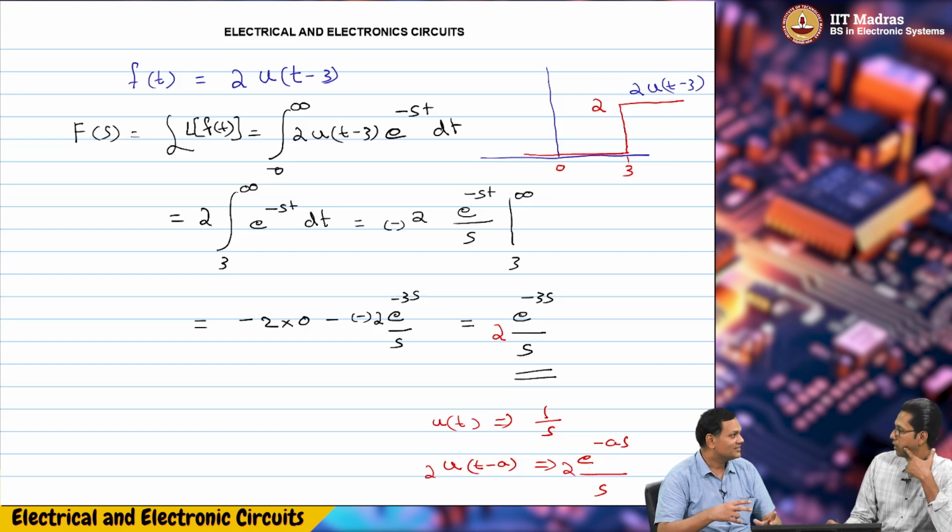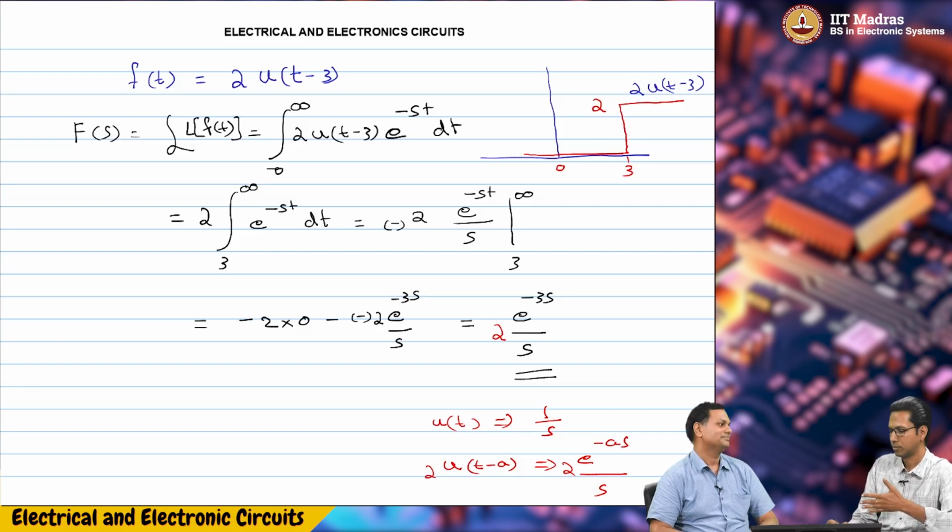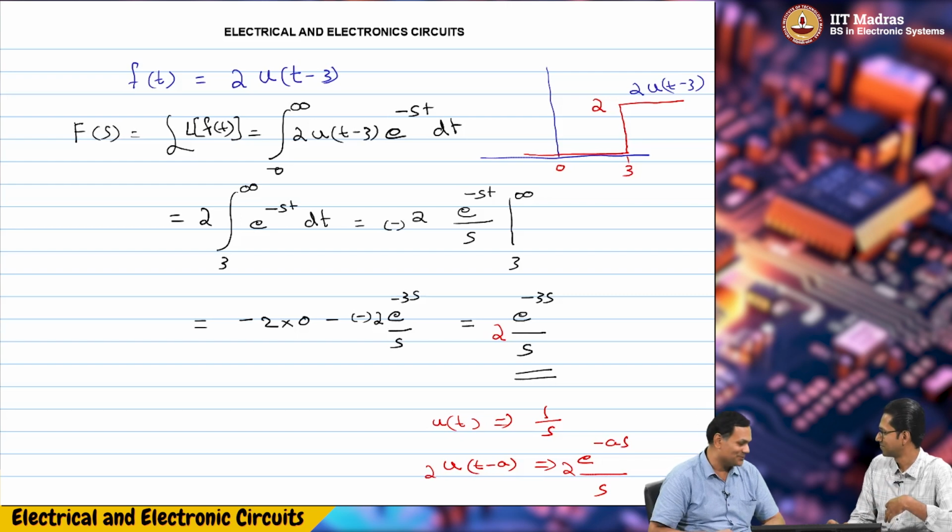So some of these transform properties we need to remember and use them. Or for some of the basic u of t's, if we have a list of transforms, then life is very easy.